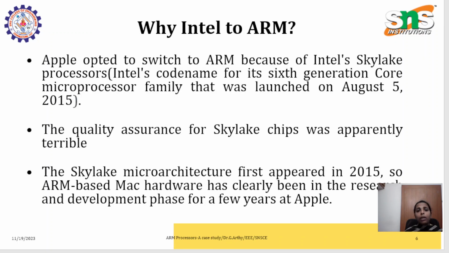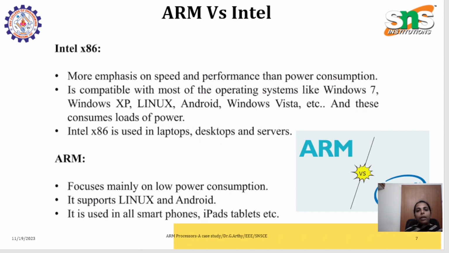Why Intel to ARM? Apple opted to choose ARM because of Intel's Skylake processor. Actually, the Intel Skylake, which was previously used, was apparently terrible. The performance was very poor. At that time, Apple had no other choice because ARM was in the research and development stage.